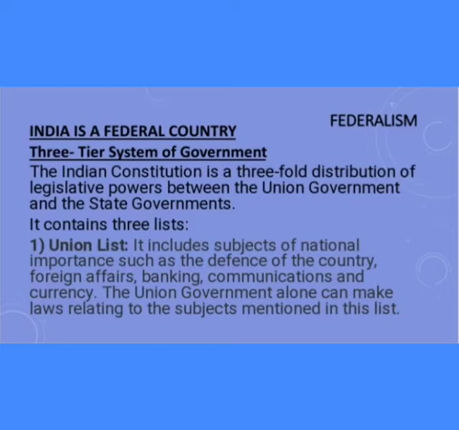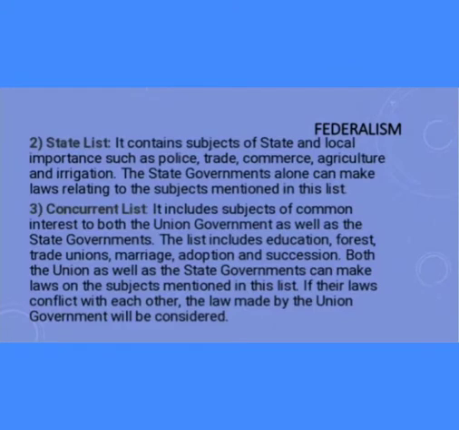Next is the state list. The state list consists of subjects of state and local importance such as police, trade, commerce, agriculture and irrigation. The state government alone can make laws relating to the subjects mentioned in the state list.